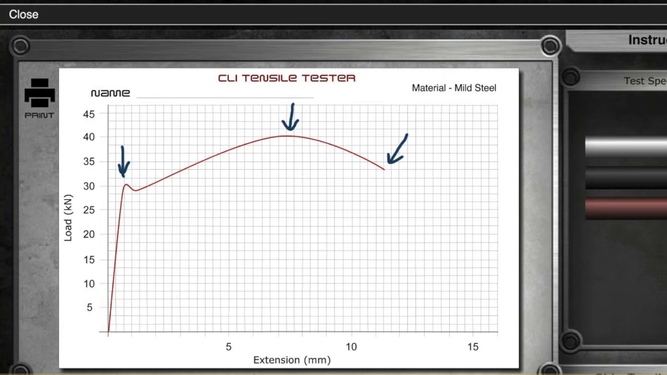Okay, we need to figure out several things, calculate several things here. First of all, let's look at our graph and our grid and figure out how we're going to do things.